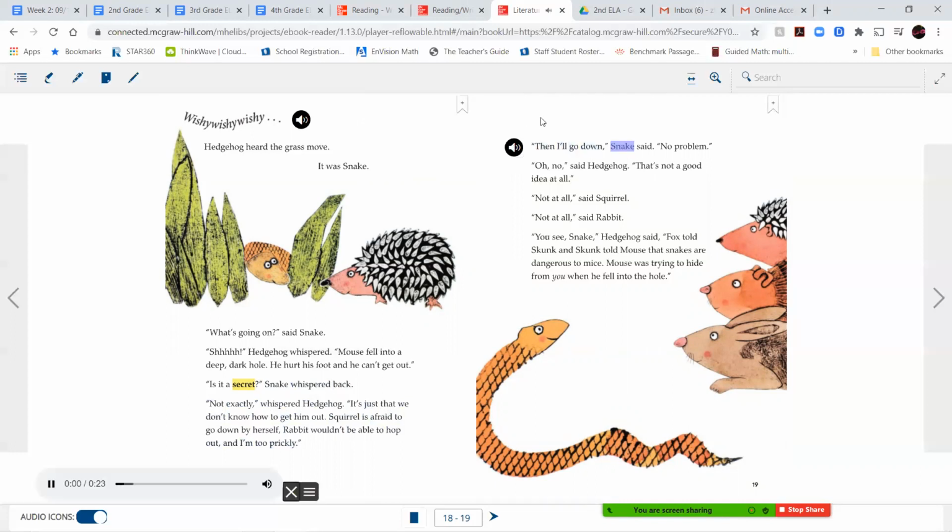"Then I'll go down," Snake said. "No problem." "Oh, no," said Hedgehog. "That's not a good idea at all." "Not at all," said Squirrel. "Not at all," said Rabbit. "You see, Snake," Hedgehog said, "Fox told Skunk, and Skunk told Mouse that snakes are dangerous to mice. Mouse was trying to hide from you when he fell into the hole."